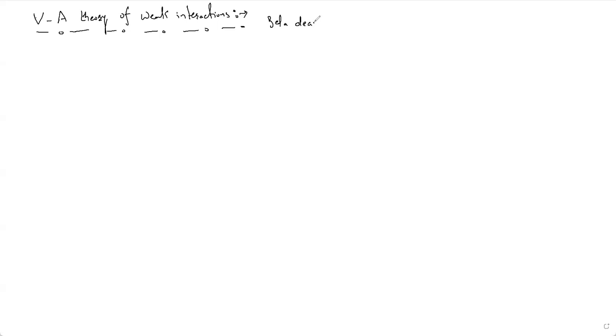Now, beta decay was actually proposed by Fermi. So what is beta decay? It is a weak interaction that is responsible for this beta decay. Beta decay says that the neutron can go to a proton plus some other particles, and the proton can go to a neutron. This is the beta decay. This is what we call the Fermi theory of beta decay.